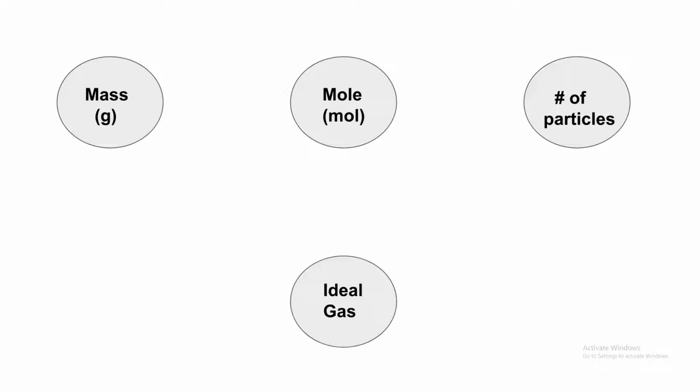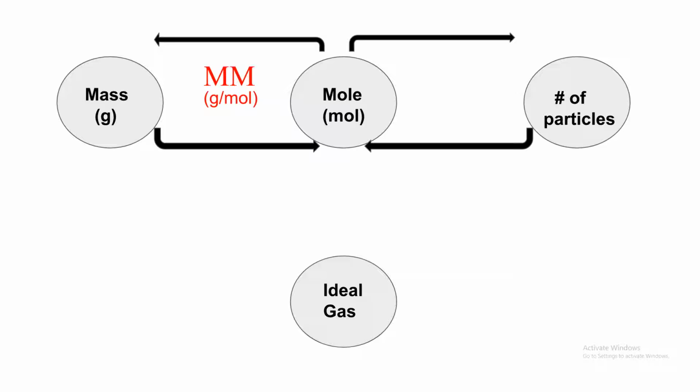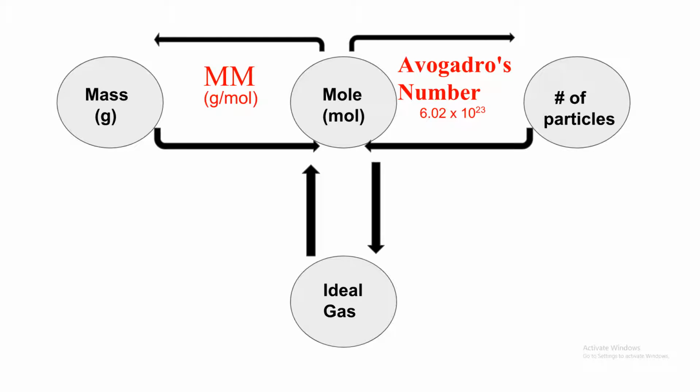To go from moles to mass, and from mass back to moles, we will use a bridge number. The bridge number for this will be the molar mass in grams per mole. To go from moles to number of particles and back, we will use Avogadro's number, which is 6.02 times 10 to the 23rd. Finally, the transfer from ideal gas to moles and vice versa will be 22.4 liters per mole.